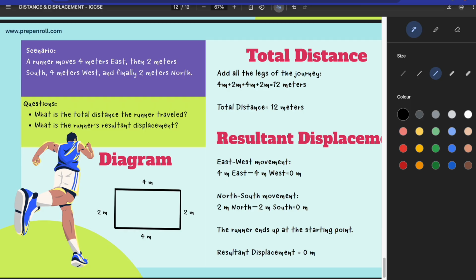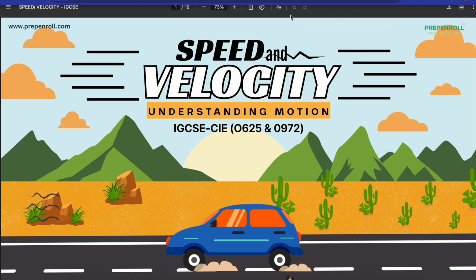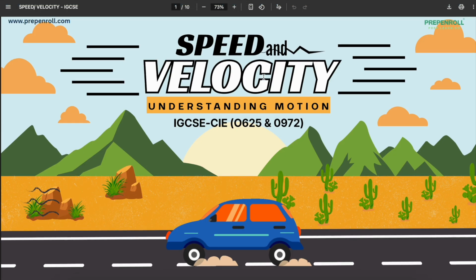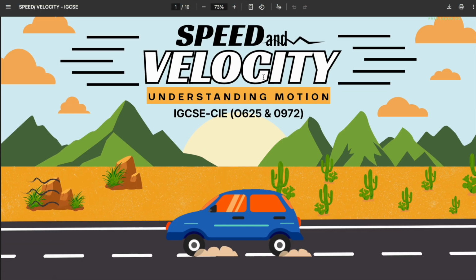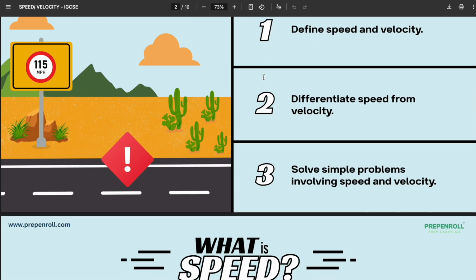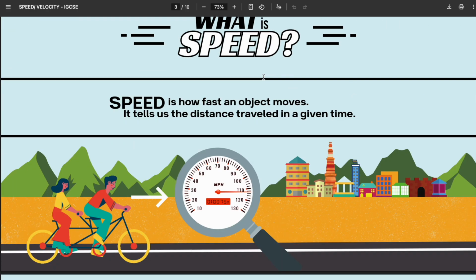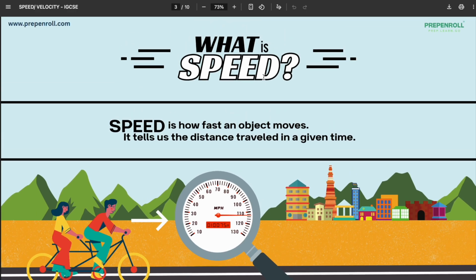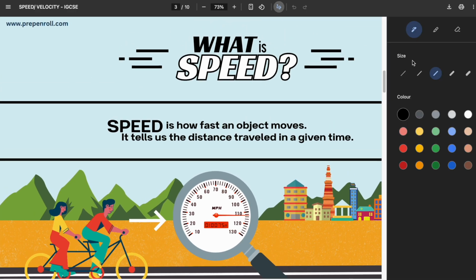Now let's move ahead and talk about speed and velocity. When I talk about speed and velocity, do understand that there are two things when we are defining motion. Let's talk about what those are before I move to speed and velocity.